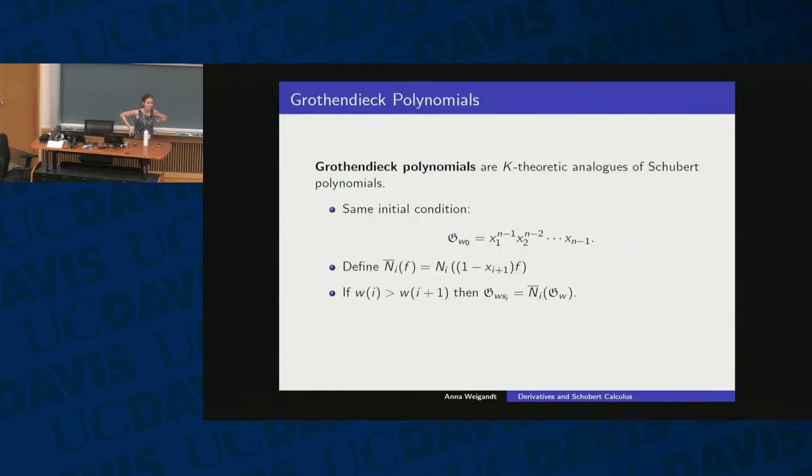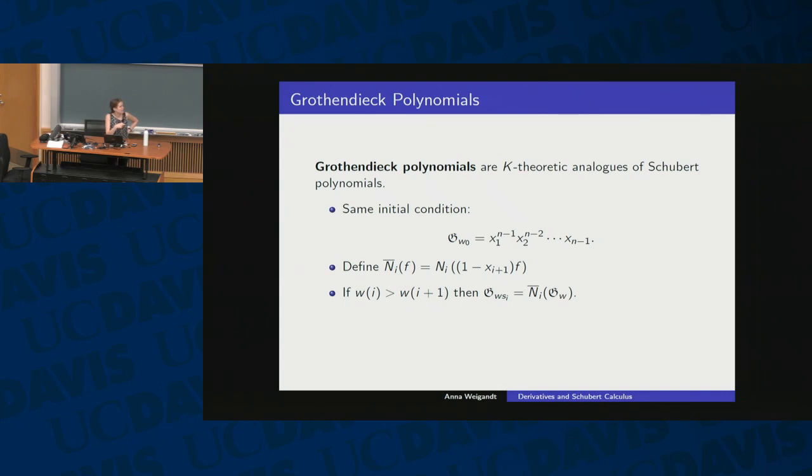They're coming from K-theory of flag varieties now, so we're moving from cohomology to K-theory. And they're defined in a very similar way to Schubert polynomials. In fact, the Grothendieck polynomial, this is mathfrak G, for w naught, is just the same as the Schubert polynomial, so the same initial condition, but now we have more funny looking operators. So I'm going to define this pi_i bar of f to be the result of applying pi_i to (1 - x_{i+1}) f.